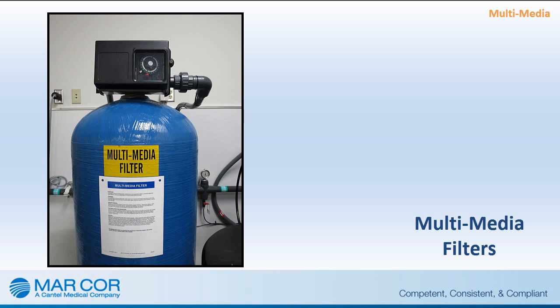The multimedia filters are used to filter out particulates larger than approximately 20 microns. For comparison purposes, the diameter of an average human hair is approximately 100 microns. Not all water systems will have multimedia filter tanks. Depending on the feed water source, some facilities may use multimedia cartridge filters or have no need for any multimedia filtration.